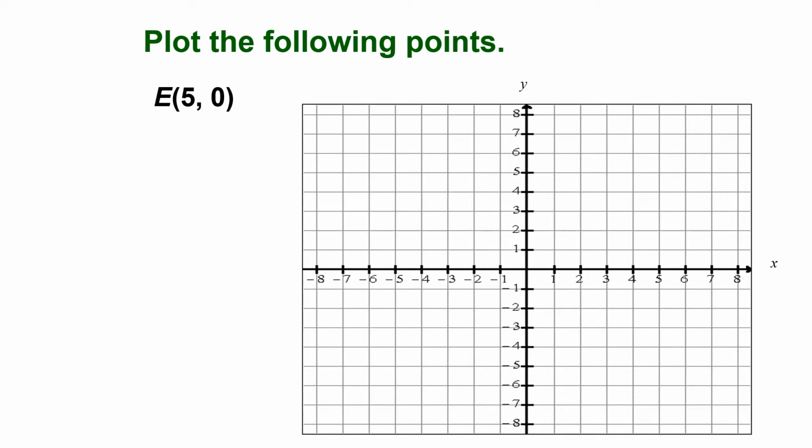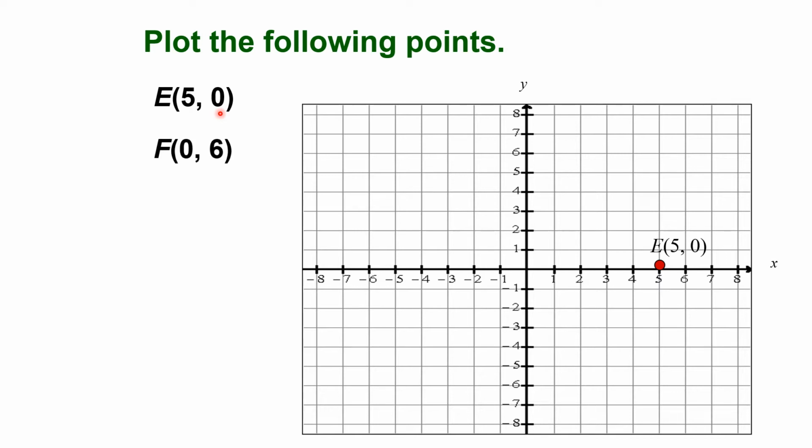Plot the following points. Okay, this is a new one. 5, 0. So my x is a 5. So I know that from here, I'm going to go over 5. But then what do I do about this 0? My y value is a 0. How am I going to move 0? There's over 5, but that's it. I'm not going up or down anywhere, so that's where E goes. It stays right on the x-axis.